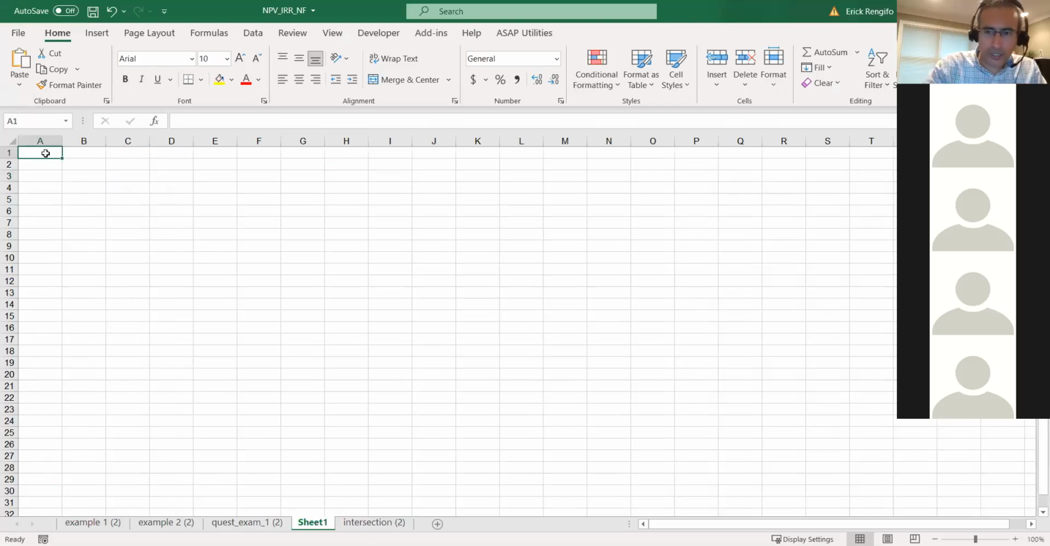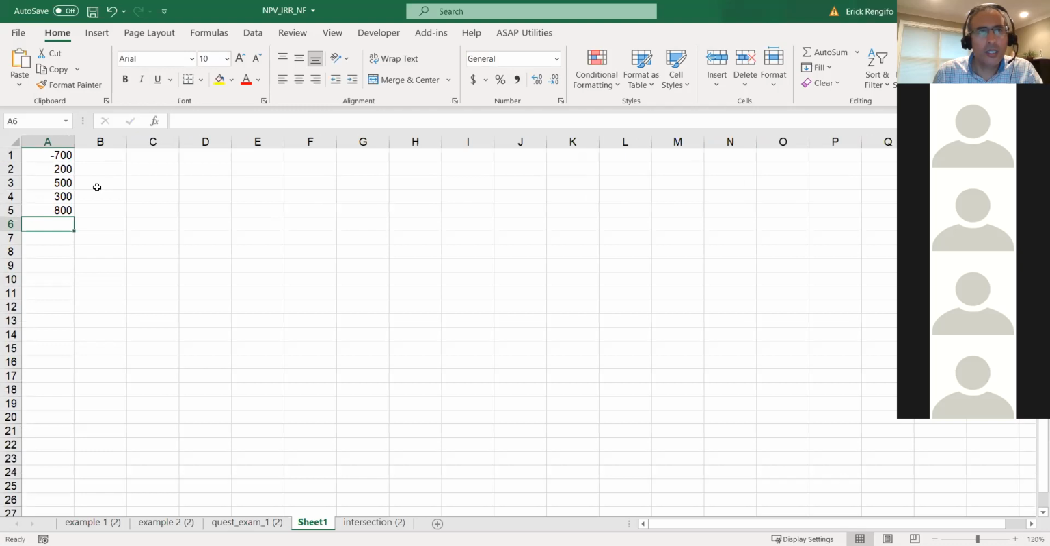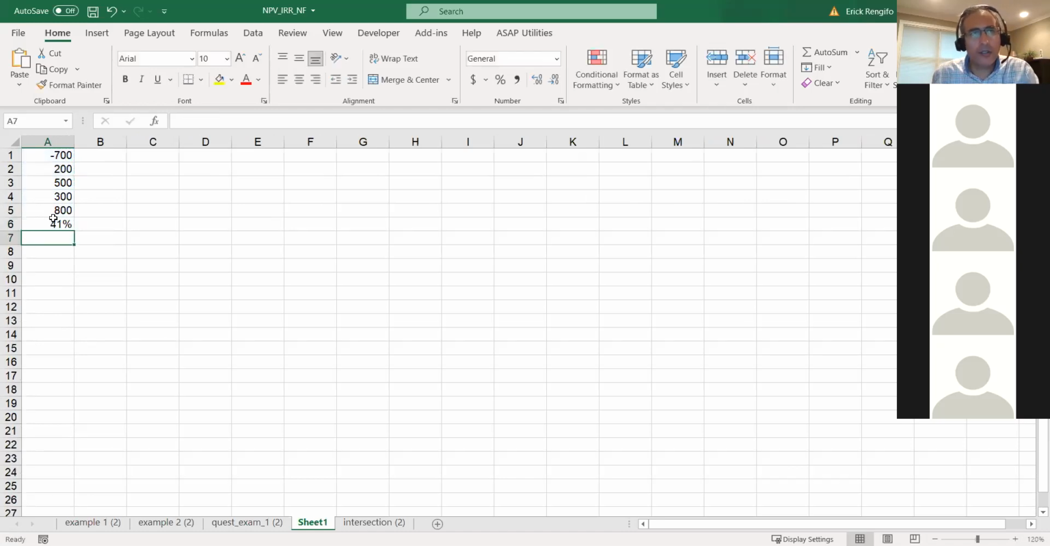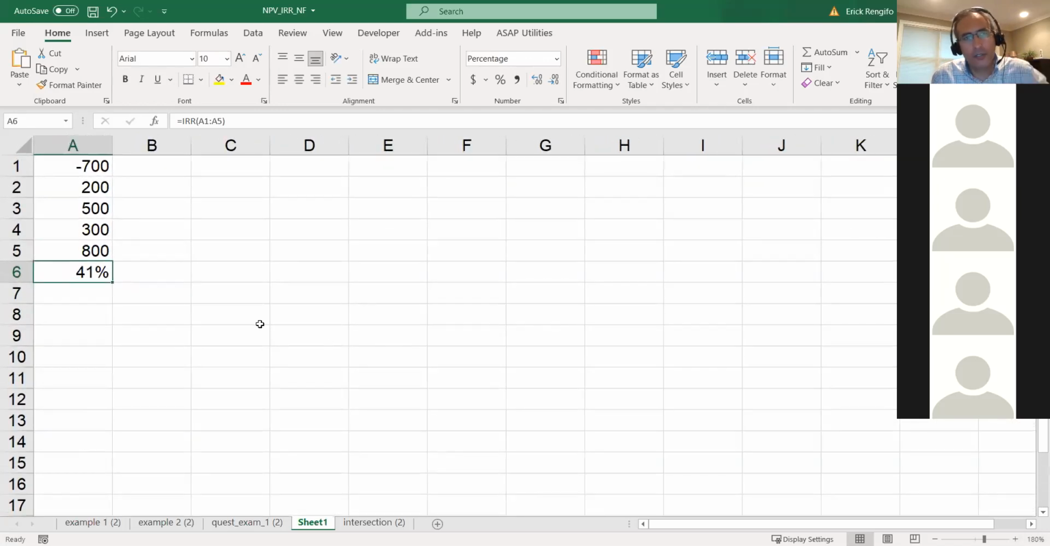So my cash flow was minus 700, 200, what was the other number? 500, 300, 800, something like that. Can you verify this, please, guys? Is this correct? 200, 500, 300, and 800. Yes, perfect. Excellent. And then from here, guys, you simply do the internal rate of return, IRR, and then you select the cells with the cash flows and enter. So here we go, 41%.